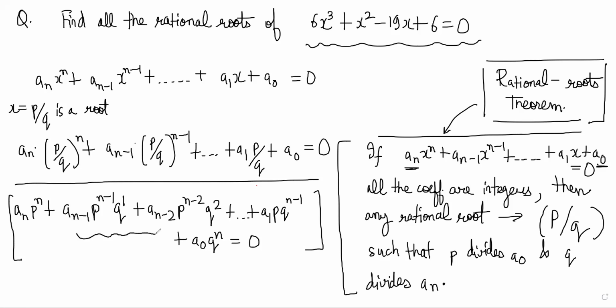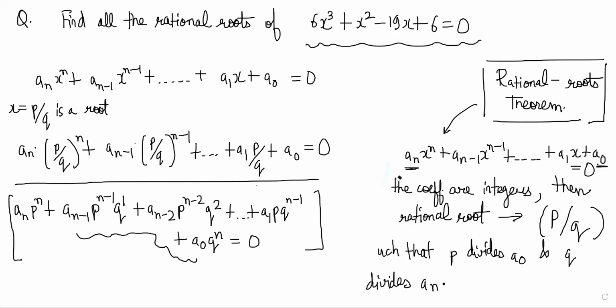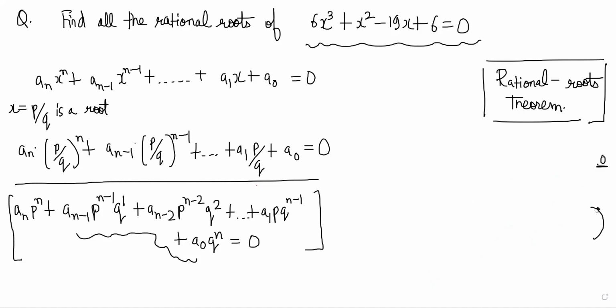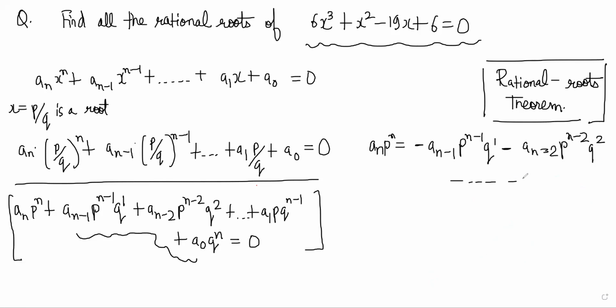Now take all of these terms to the other side. If you take all the remaining terms after the first term to the other side, you will get an p^n is equal to minus a(n-1) p^(n-1) q^1 minus a(n-2) p^(n-2) q^2 minus, and so on, till minus a0 q^n, right?